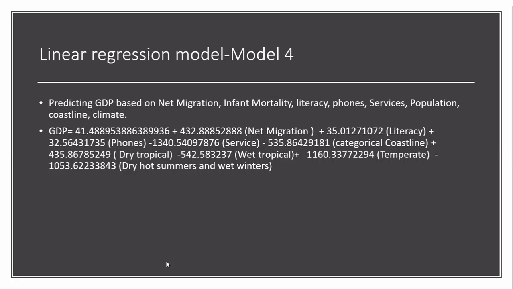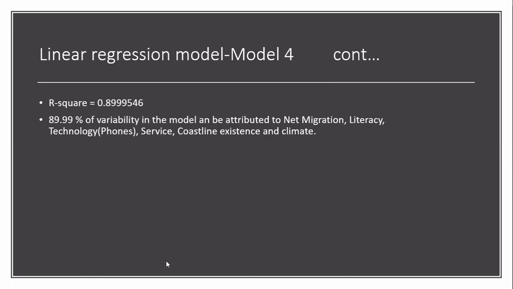So based on the final model, we only had net migration, infant mortality, literacy, phone as a technology, services, population, coastline, and climate as our predictor variables, and based on that, we got about 90% of variability explained by these variables against GDP. So can you go to the next slide, Chinmay? Yeah. So as I said, 90% of variability was explained.